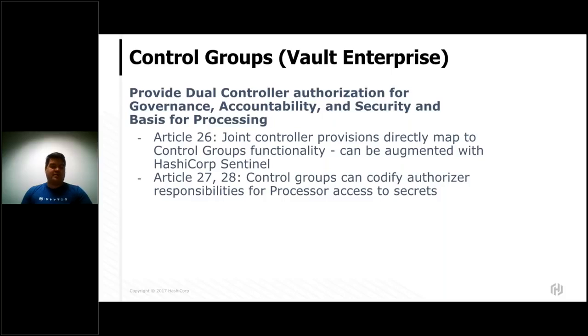GDPR articles 26 through 28 really focus on this. And so you can implement controller provisions that directly map to the functionality within control groups. We actually thought about this when we were designing control groups within Vault Enterprise: what are the GDPR regulations around how I have multiple authorizers for access to a certain set of specific data. In fact, even the name control groups, it was originally called something else during development, comes from the fact that we wanted to align it as close as possible with GDPR.